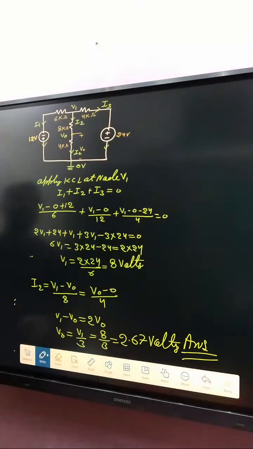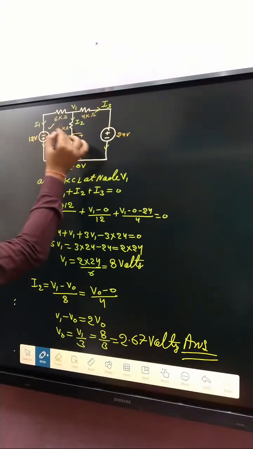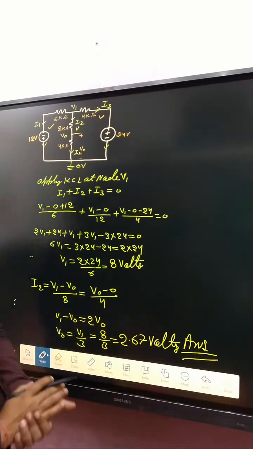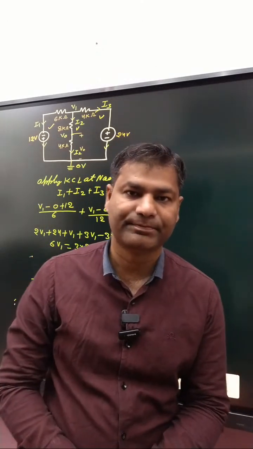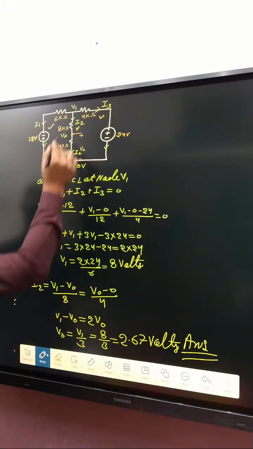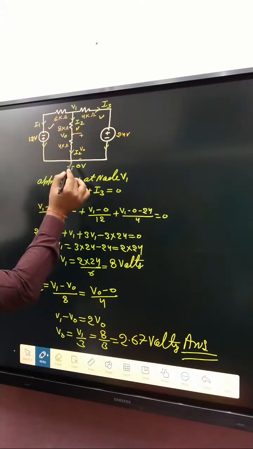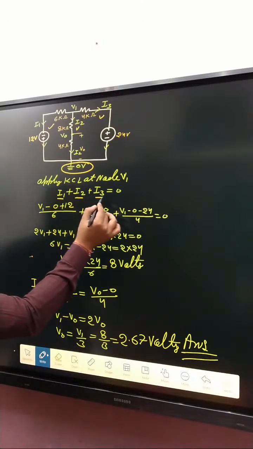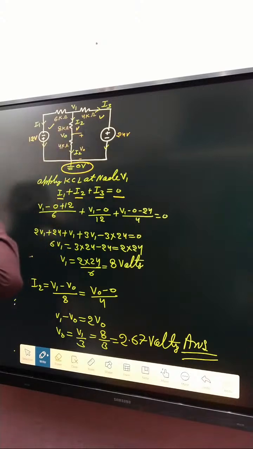First of all, branch currents I1, I2, and here I3; we are assuming I1, I2 and I3. After that, apply node voltage V1, and take that node as the reference node. Apply KCL: I1 plus I2 plus I3 is equal to 0. There is no incoming current at that node. All currents are outgoing, so that's why.